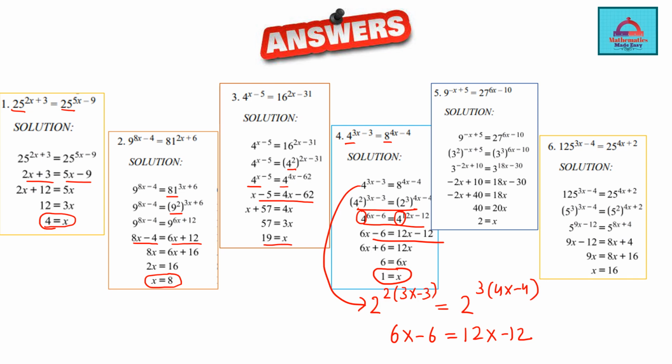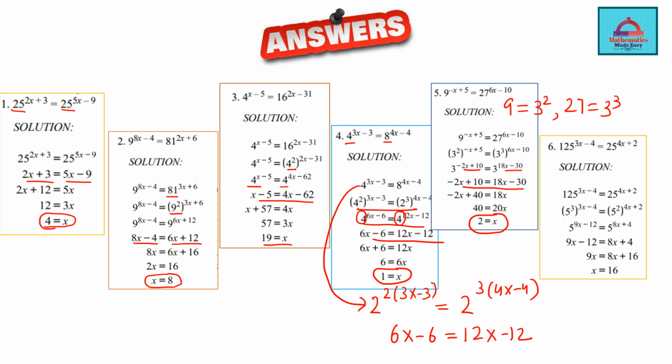Similarly, you solve question 5. In question 5, one base is 9, one base is 27. We convert both into 3. So 9 can be written as 3 square and 27 can be written as 3 cube. Multiply the powers, you get these values. So equate the powers and get your x.